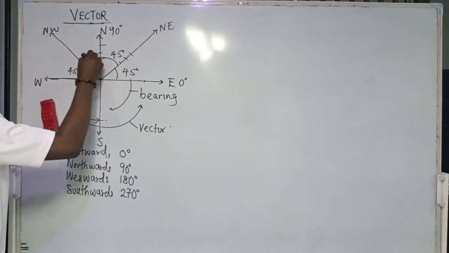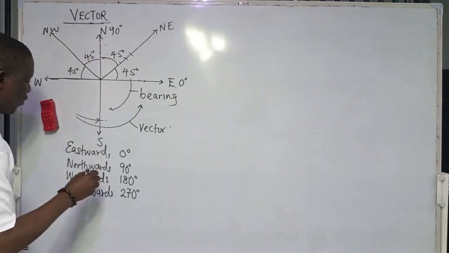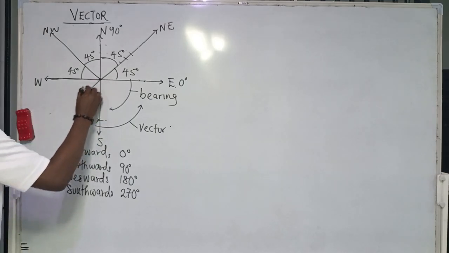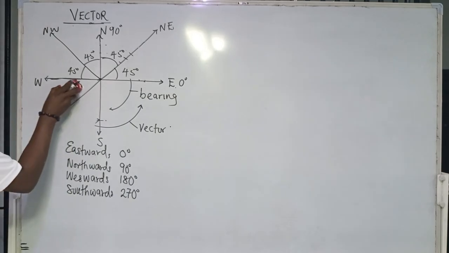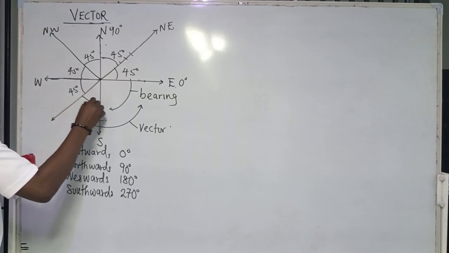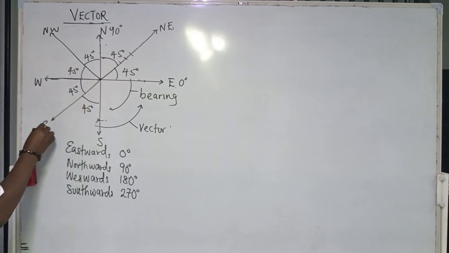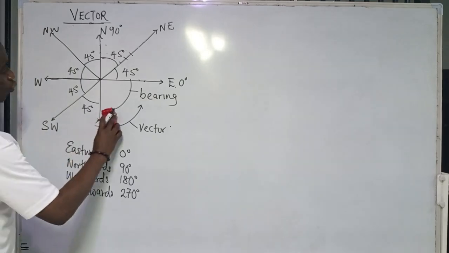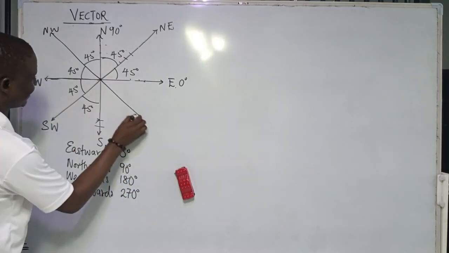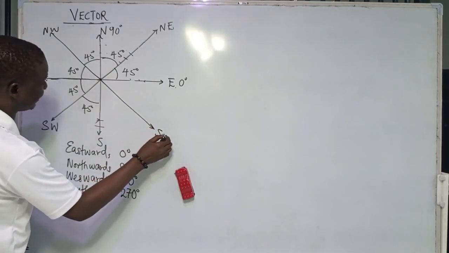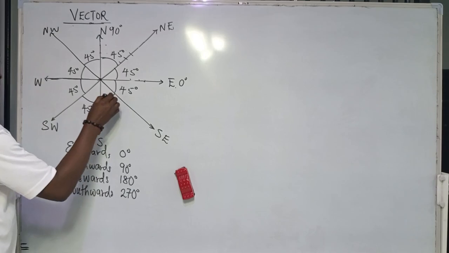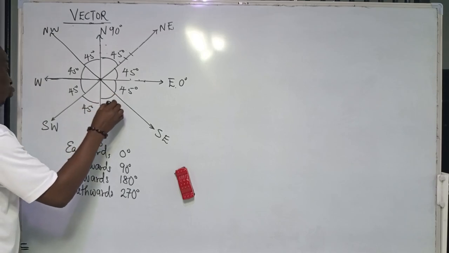Here also 45 degrees. If you say southwest, it is dividing west and south equally. Here will be 45 degrees, and here also 45 degrees. So that is southwest. The last one is the southeast. The southeast is located in this direction between the south and the east, and you divide them equally.